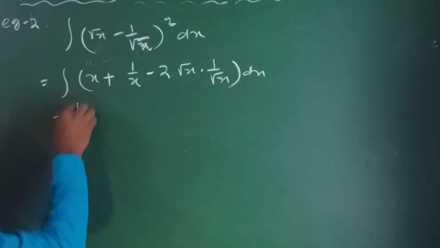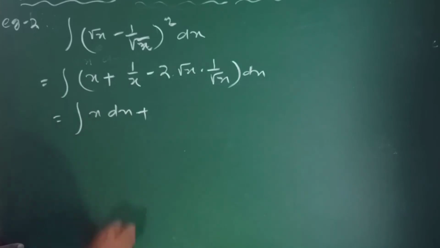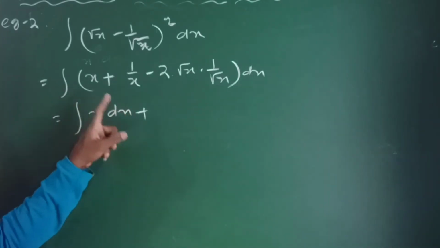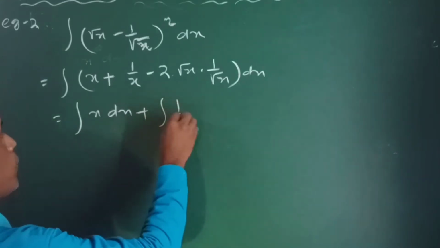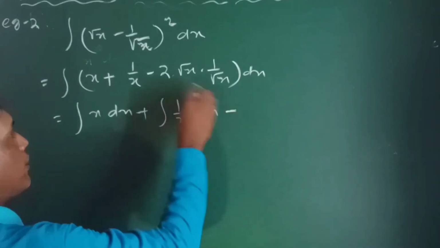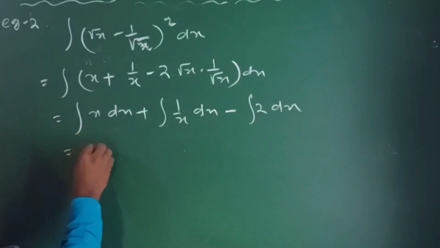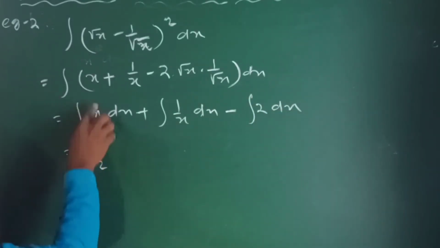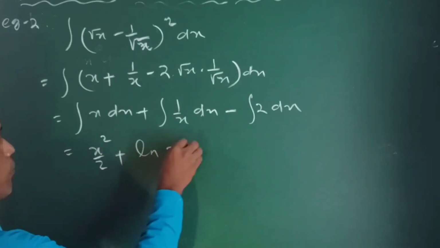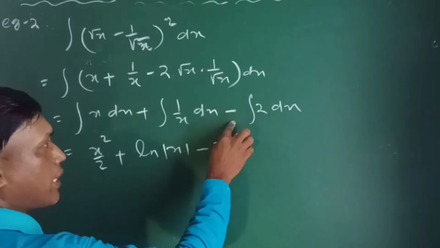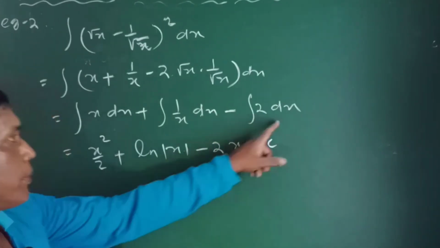So this is equal to integration of x first, addition formula applied. Here we apply the addition and subtraction formula. Integration of x first plus integration of 1 by x minus integration of 2, and integration of x is x square by 2, because x to the power 1 is here, plus integration of 1 by x is ln mod x, minus 2 is constant, and integration of dx is x, plus c.